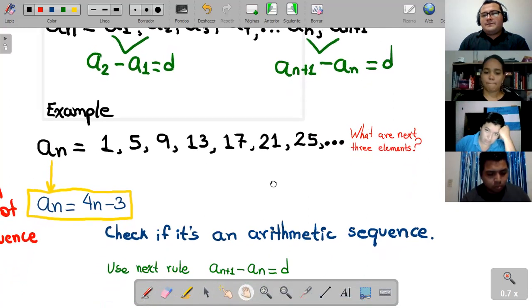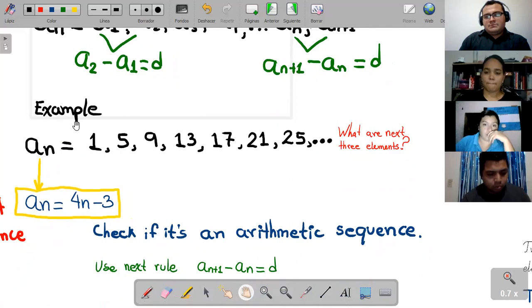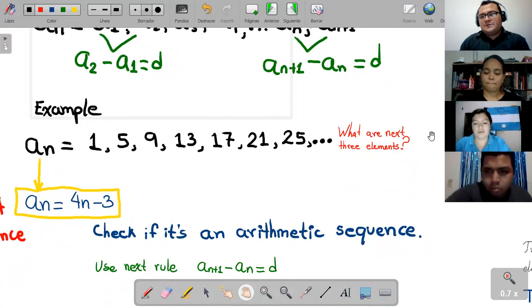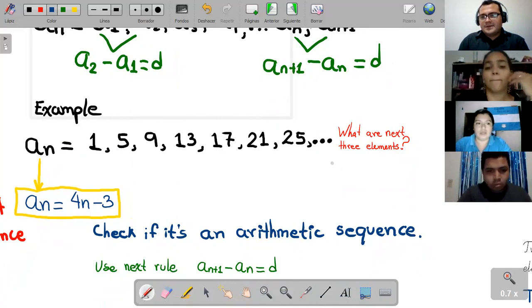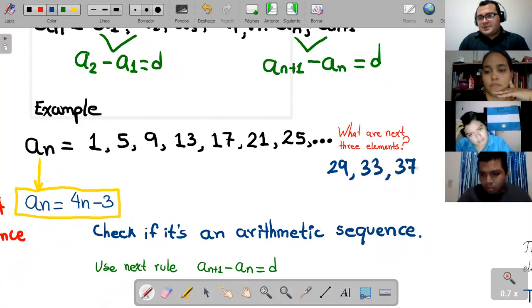So here we have one example. If you see, you have 1, 5, 9, 13, then 17, 21, 25. I think you can tell me what are the next three elements. 29, 33, all right, 37, nice. Of course, we can continue this and it never ends.